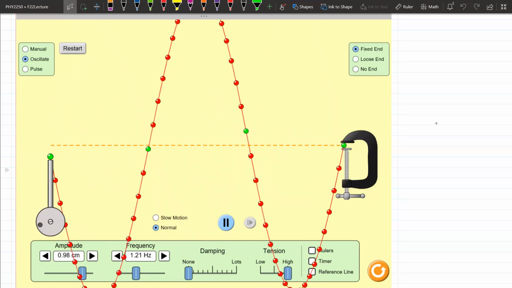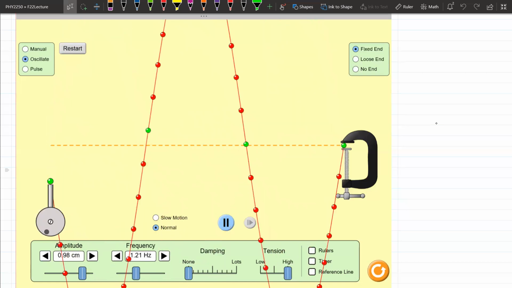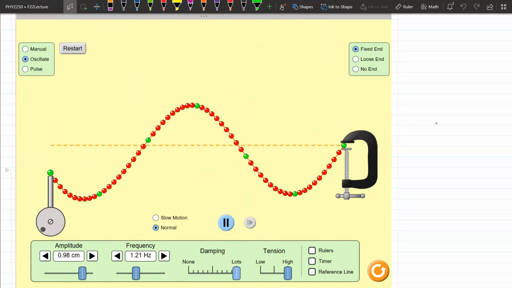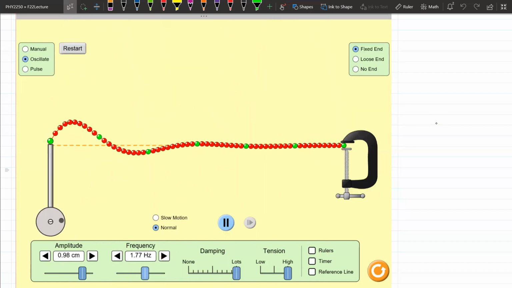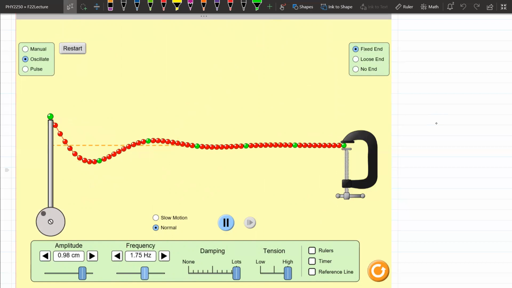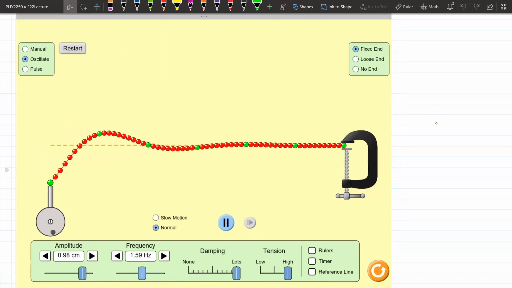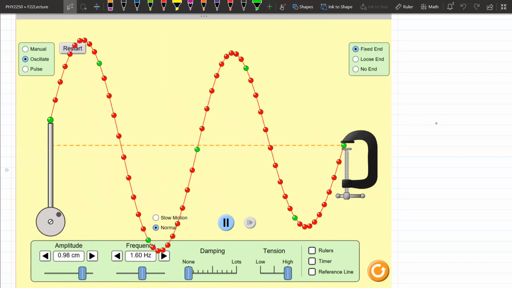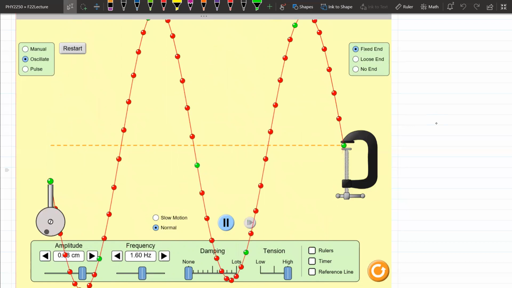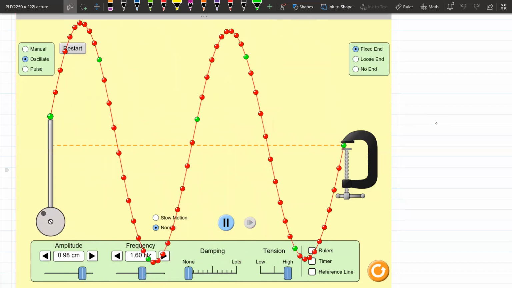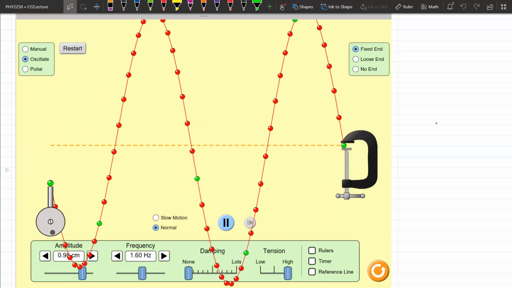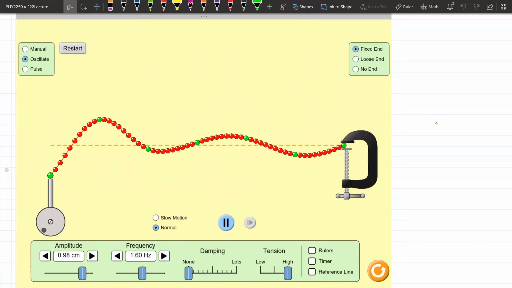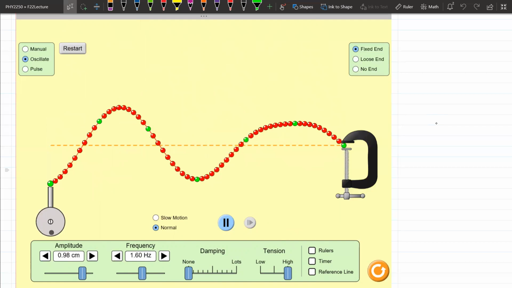Can you guys count how many up and downs there are now? 3, okay? I'm going to go to 1.6. Let's see if we can count that. Now, how many loops do you have? 1, 2, 3, 4. Okay, so somehow I'm able to just pick the frequency and determine how many of these up and down loops there are, right? Okay.